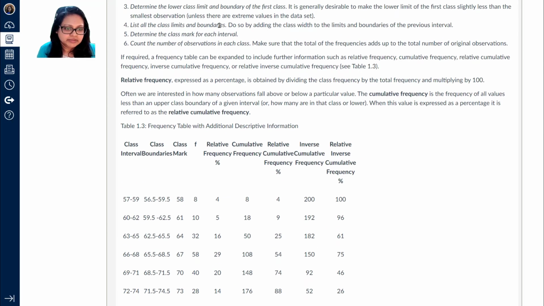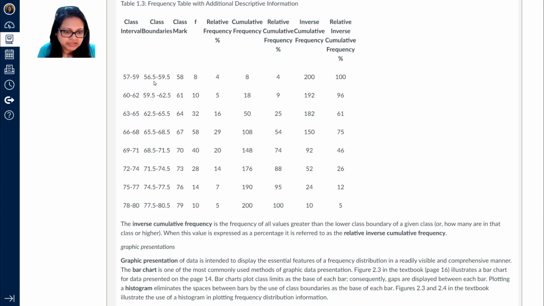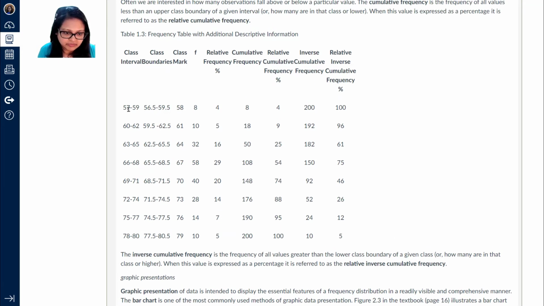So that's what they explained in here. Same thing in the textbook, we explained them. You can see that since we have no decimal value in the data set, we did not use any decimal value in the class interval, but whenever it goes to the class boundary, we added 0.5 decimal, the precision.